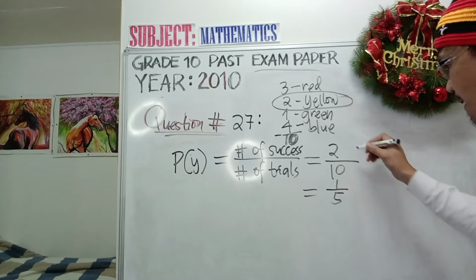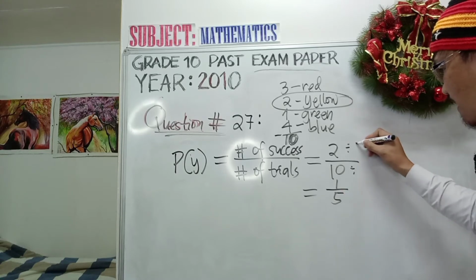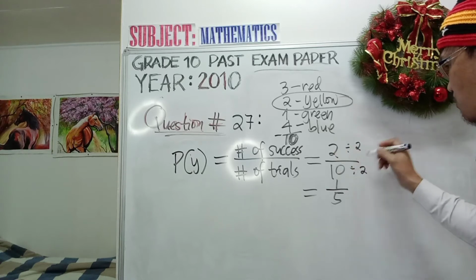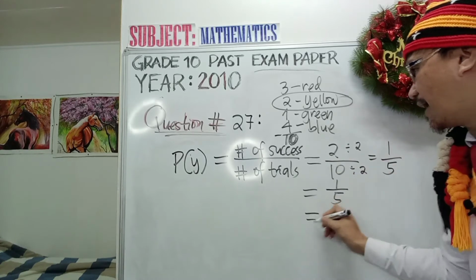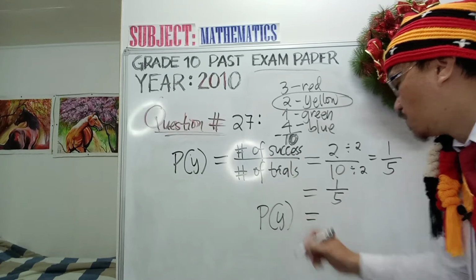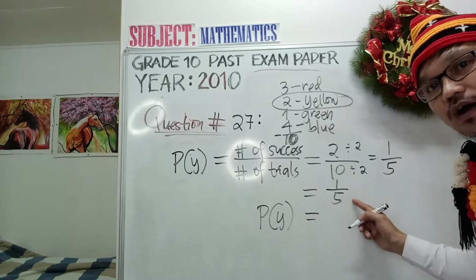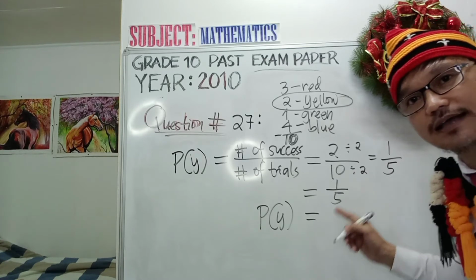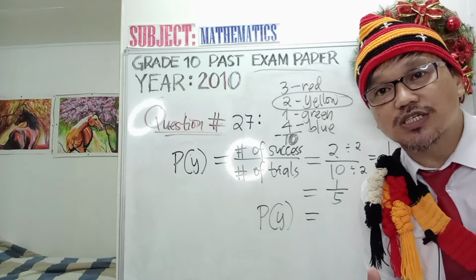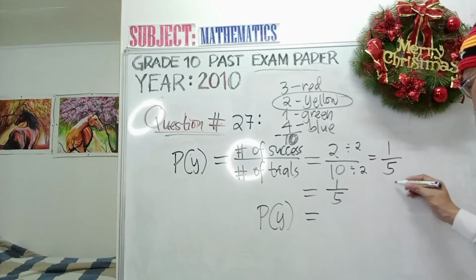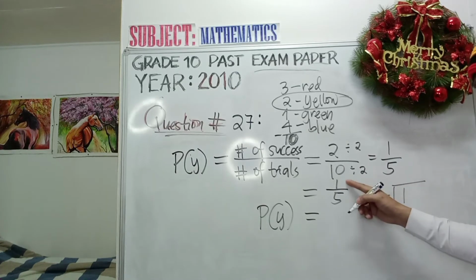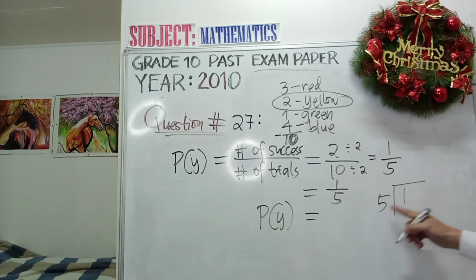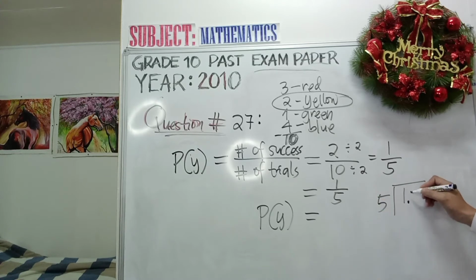How did we get 1 over 5? We divide both sides by 2. So 2 divided by 2 is equal to 1, and 10 divided by 2 is equal to 5. Now again, the probability of picking a yellow is 1 over 5. But you are asked to write down your answer on the answer sheet in decimal form. So that means that it will be 1 divided by 5, the numerator 1 divided by 5. So this is a decimal point here, and then you have the answer here.